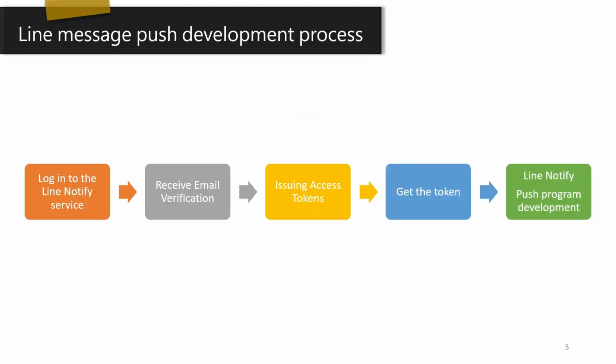Let me explain the entire development process of Line message push. After clearing the structure, follow the process, and we can quickly develop the first Line push program. First of all, we log into the Line Notify service. Next we will receive email verification. After obtaining the token to issue access, we can finally write our Python, the development of the first broadcast program.